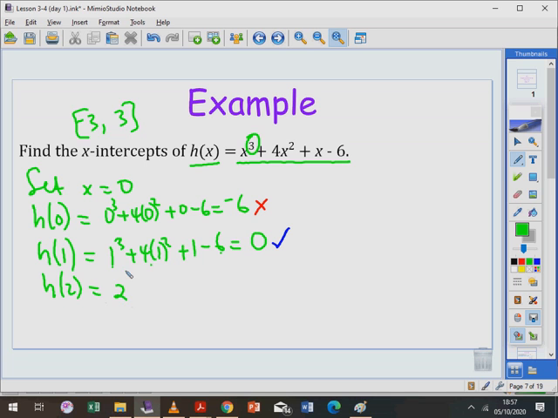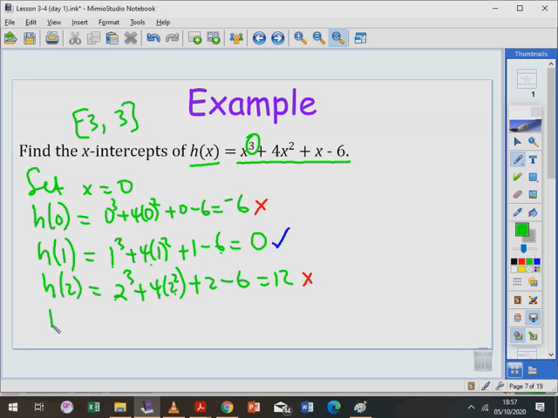I'll have 2 cubed plus 4 times 2 squared plus 2 minus 6. 2 cubed is 8, 4 times 4 is 16, 16 plus 2 is 18, 18 minus 6 is 12. That is not an intercept because it doesn't equal 0.